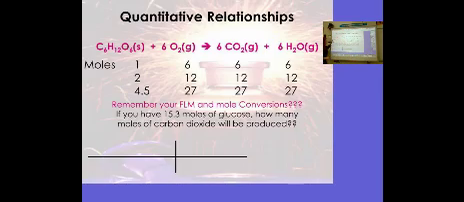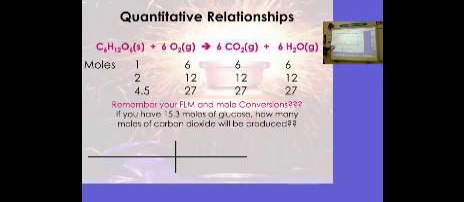Here's a sample problem. Again, my same reaction. If I have 1 mole of sugar, which is glucose, I'm going to produce 6 moles of oxygen gas. When I double that, if I have 2 sugars, I'm going to get 12 oxygens and 12 carbon dioxides and 12 waters. If I take that to 4.5, I just take 4.5 times my ratio of 1 to 6, and I get 27. Sometimes it won't be quite so easy.